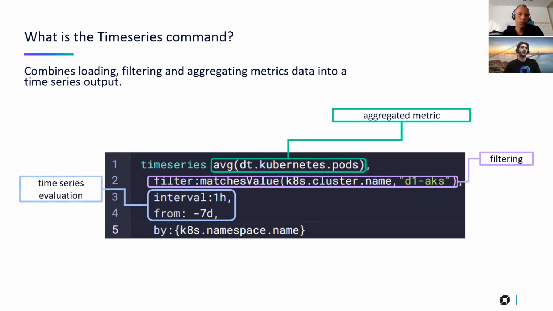We have the ability in the query to set our intervals as well as our time frame, and then the ability to split by dimensions. So all this is baked into a single command. In terms of the DQL where you're querying logs or events, these would all be separated into different commands. With metrics, it's all in the time series command.